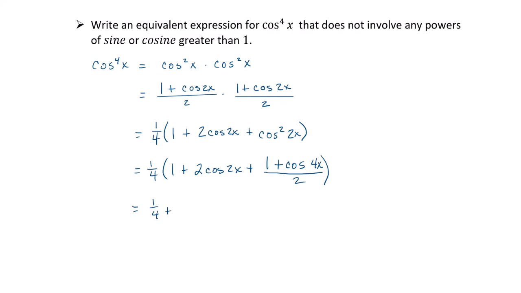This is 1/4 plus 1/2 cosine 2x plus 1/8 plus 1/8 cosine 4x. Then we can go ahead and collect like terms. I have 3/8 plus 1/2 cosine 2x plus 1/8 cosine 4x.